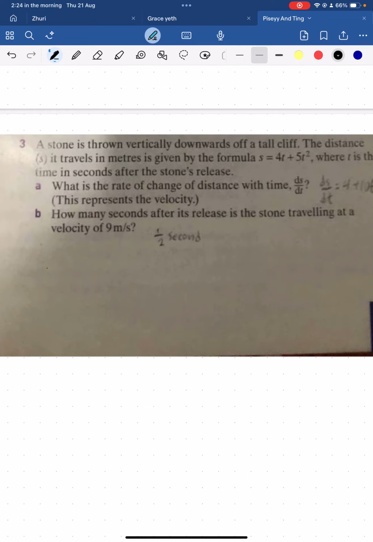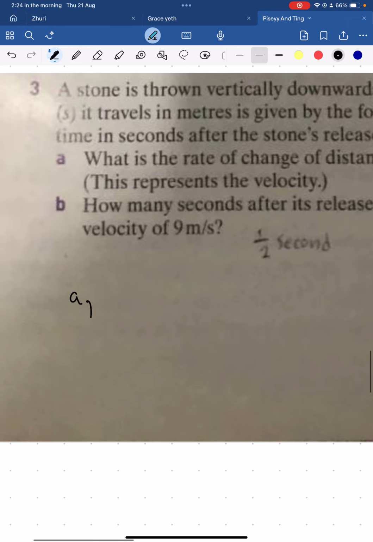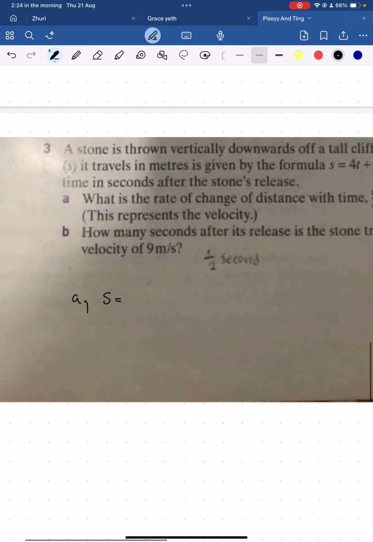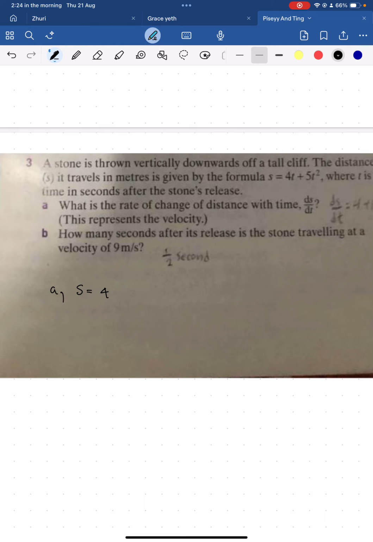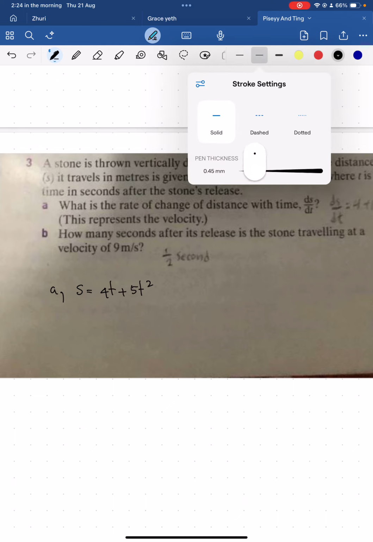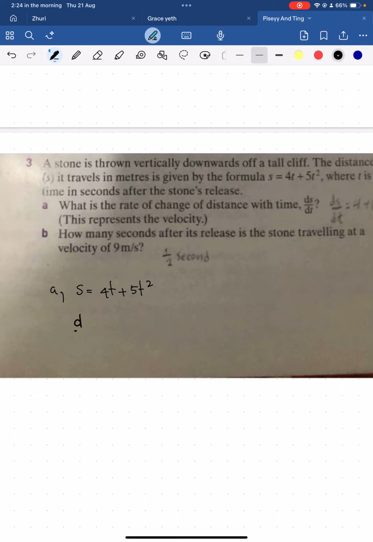A stone is thrown vertically downward off a tall cliff, and the distance travelled in meters is given by a formula, t seconds after the stone is released. What is the rate of change of distance? So they give us s, okay? They give us s equal to 4t plus 5t squared. So the rate of distance is going to be d over dt of s.